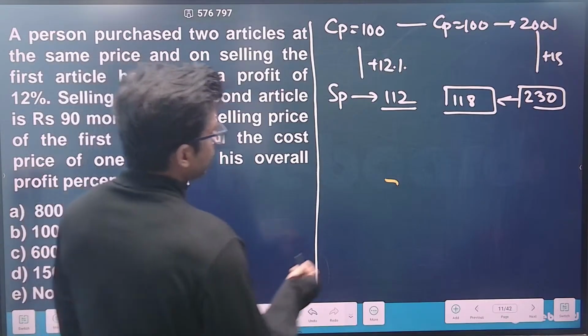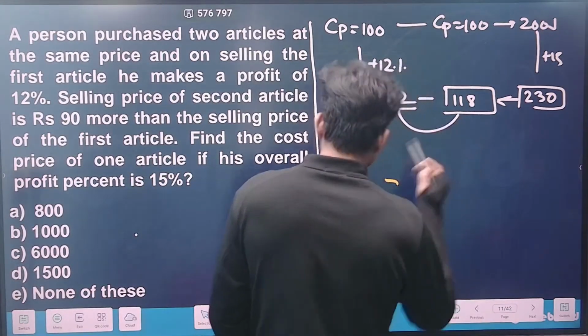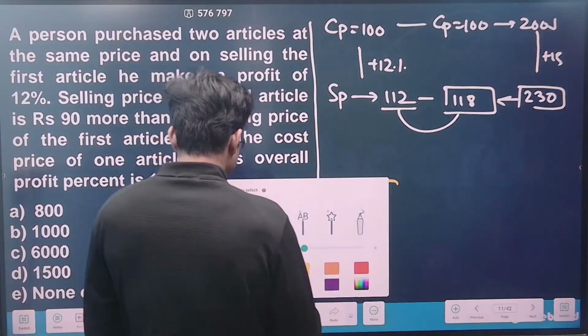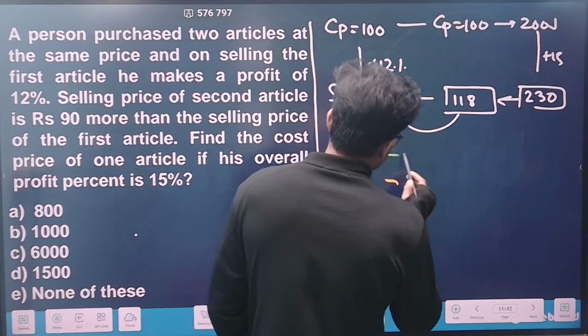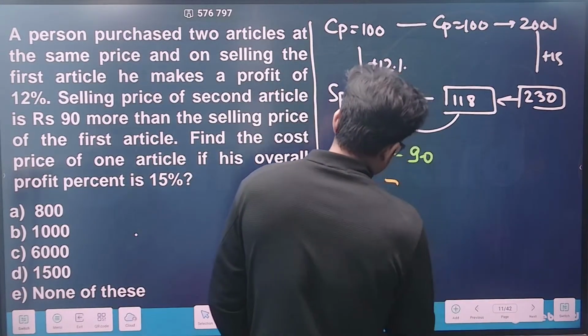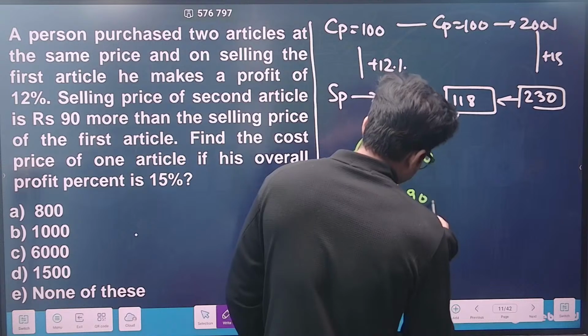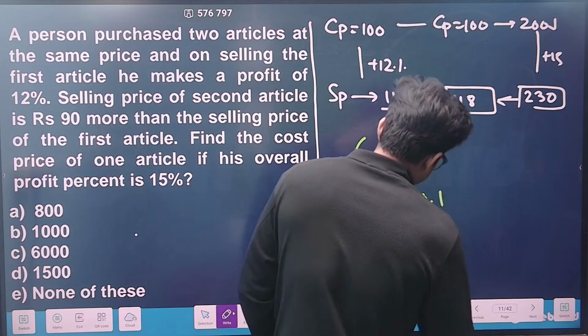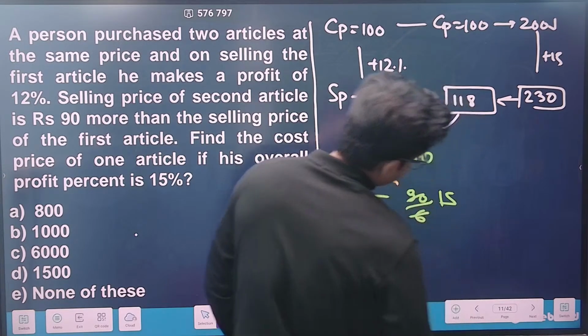So this is the difference. My difference is 6. So you can say that my difference is 6, and 6 is equal to 90. If 6 is 90, 1 would be equal to 90 by 6. How much? 6 1s are 6, 3, 6 5s are 30, 15.